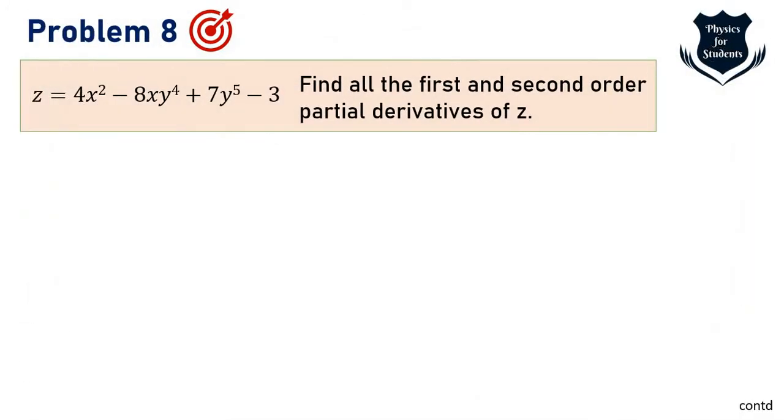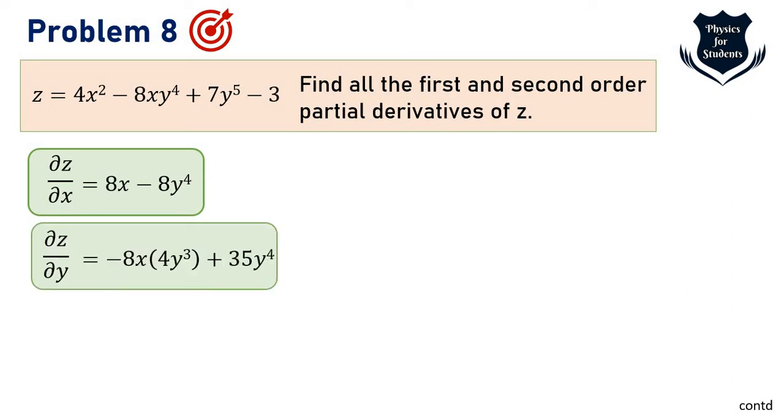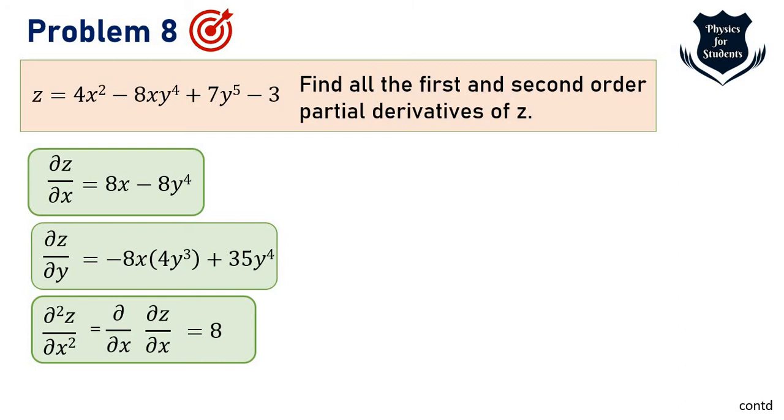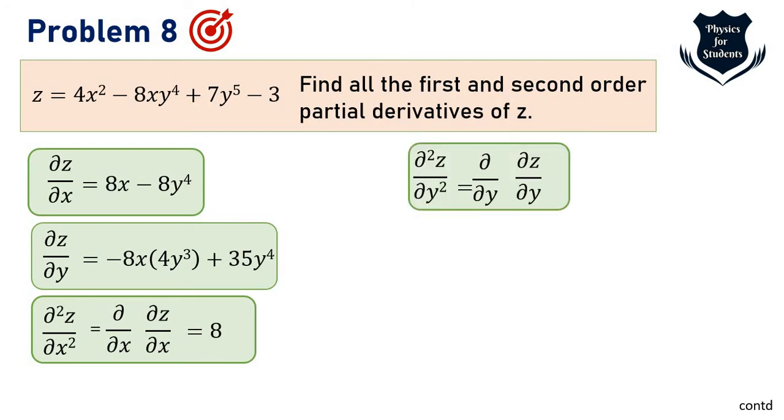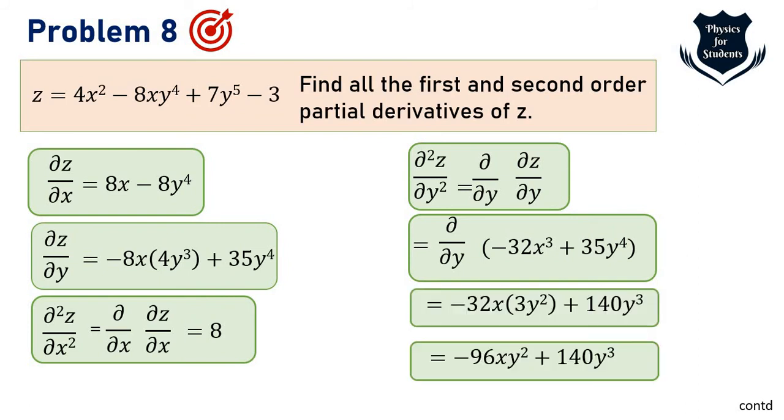So we come to another problem. If we get this kind of an equation, 4x squared minus 8xy raised to the power 4 plus 7y5 minus 3, how do we find that? We need to find all the first and second order partial derivatives of z. So what we do is we do this and we do this, and then we get the values as 8. Then we go forward, del squared z, we get into this, and we get this, and we get this.